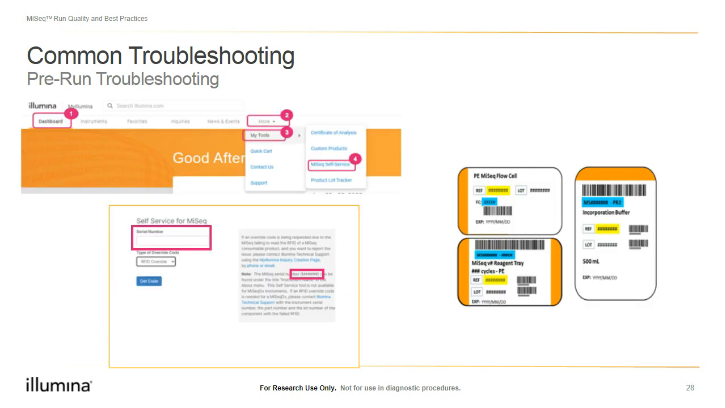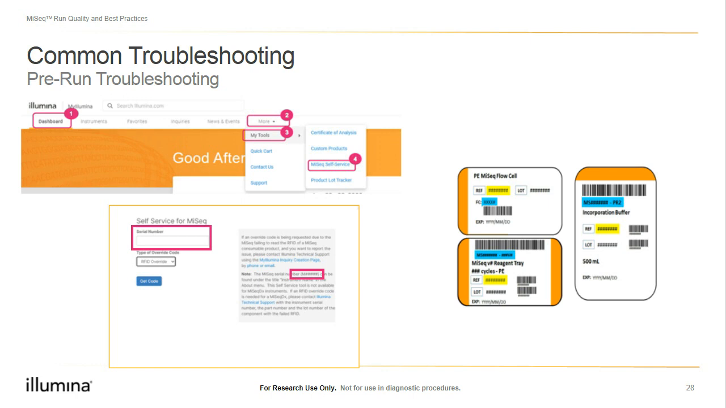That being said, I did want to briefly touch on some of the steps to generate the RFID bypass codes here today. That way you're familiar with what the process looks like when you go to do it yourself. You will start by logging into your My Illumina dashboard, and from the top bar, we can select the More tab, which will display the My Tools option. Hover over My Tools, which will then reveal MiSeq Self-Service.